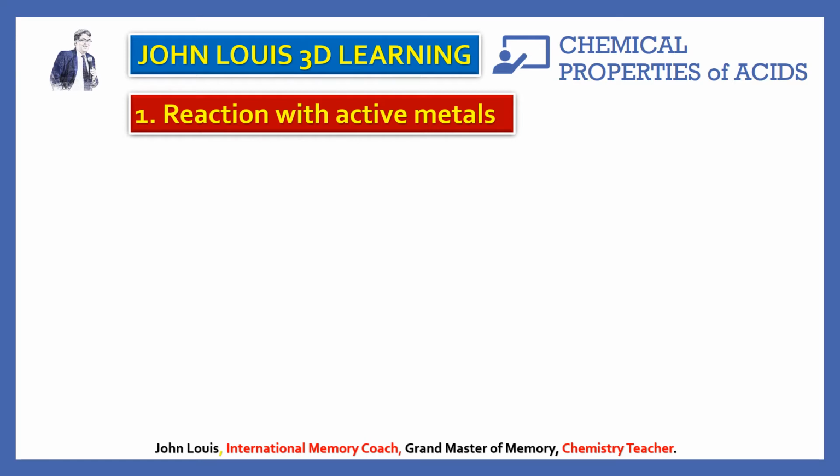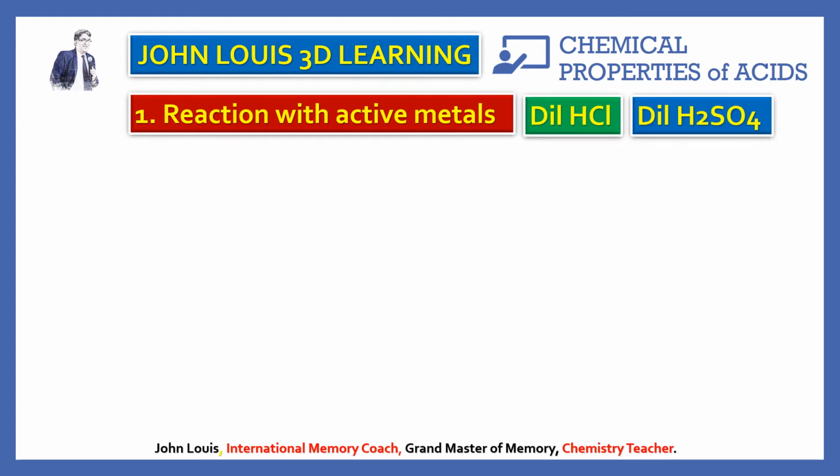Metals are classified into 3 categories: highly reactive metal, medium reactive metal and less reactive metal. First of all, let us take hydrochloric acid and sulfuric acid. We are going to study the properties of these 3 acids only: hydrochloric acid, sulfuric acid and nitric acid. First let us see how hydrochloric acid and sulfuric acid react with metals. With highly reactive metals like sodium and potassium, these two will react very vigorously and even explosively.